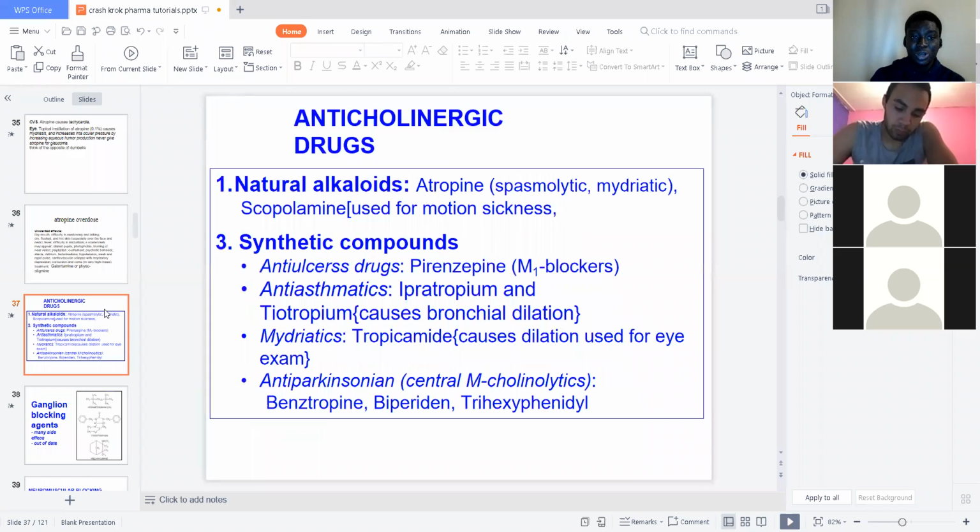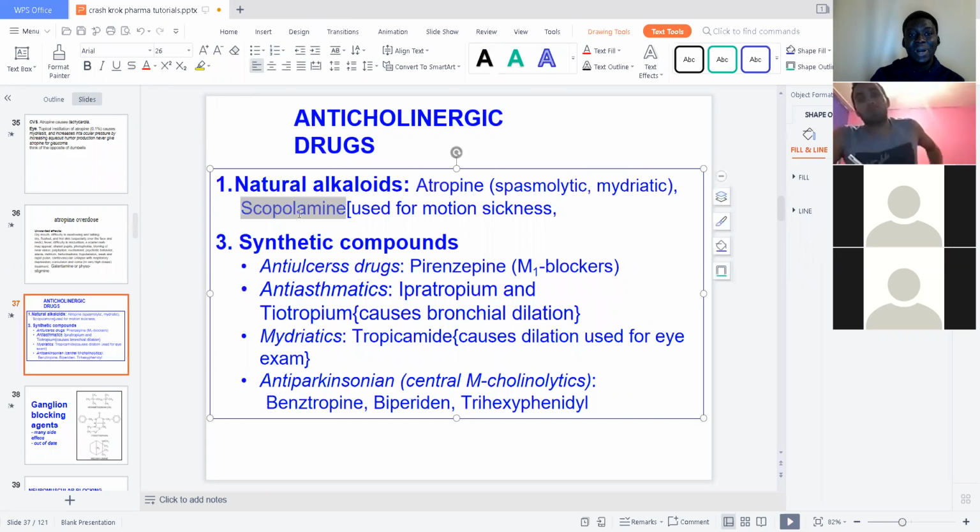Okay, so we're going to list some other anticholinergic drugs. So we talked about atropine, and then scopolamine is a very important drug for motion sickness. This is a very important krok question. I want you to take note. Scopolamine is used to treat motion sickness.